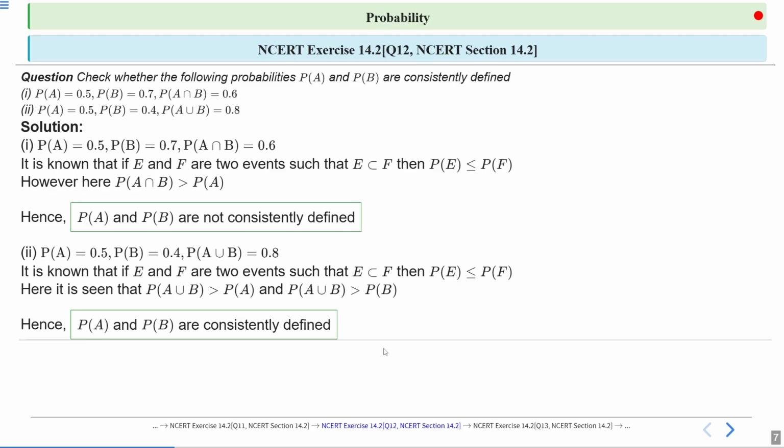Clear? So I hope it is clear to all of you. So this is very simple. Just here you should remember this thing: if E and F are two events such that E subset F, then P of E is less than or equal to P of F. So note this point. This is a very important point. Clear? So now we will see the next question.